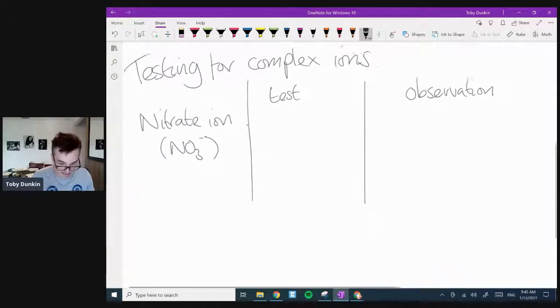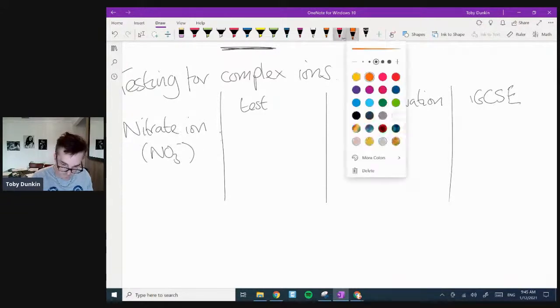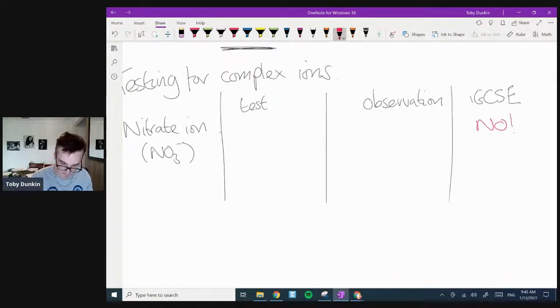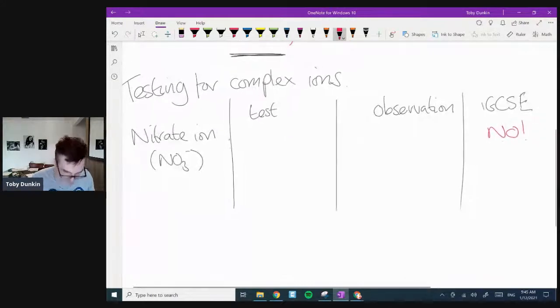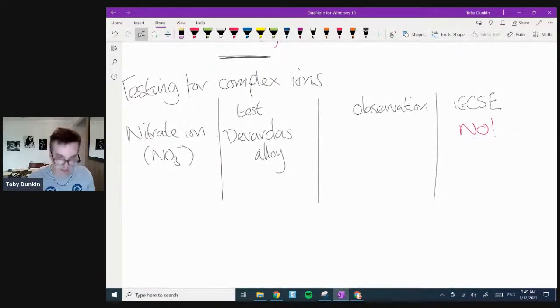So the test for this is not needed. I'm also going to say iGCSE. Nope, not needed. But I'm teaching you anyway. The test is called Devarda's alloy. Oh, I think it actually has an R in it. Devarda's alloy.